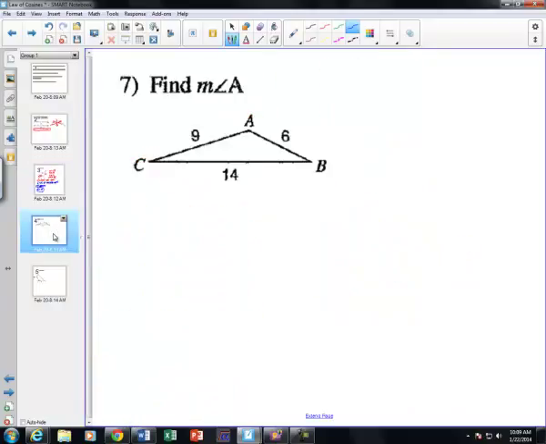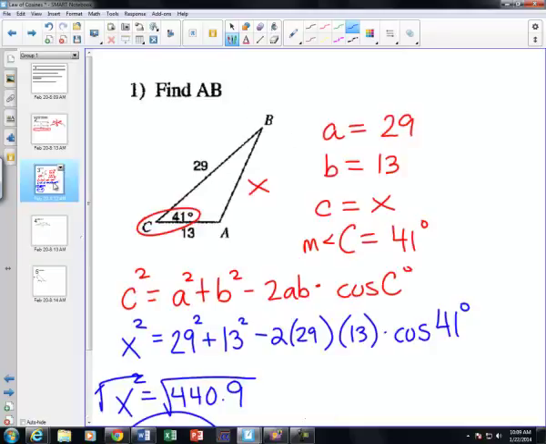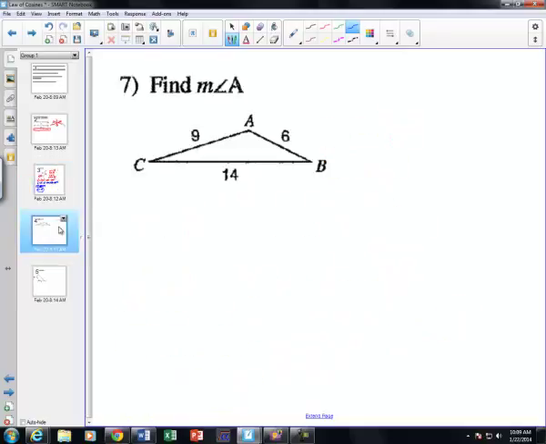Okay, let's look at another one. So this is where you're finding a side length. Now let's look at finding an angle measure. This works a little bit different. So we're looking for the measure of angle A, a big x there. And, well, can I use the law of sines? Well, I don't know any angle measures, so no. For law of sines, I've got to have at least one angle measure.